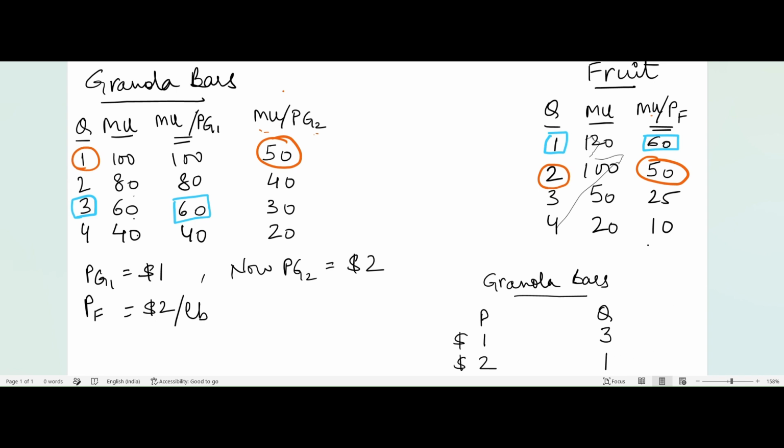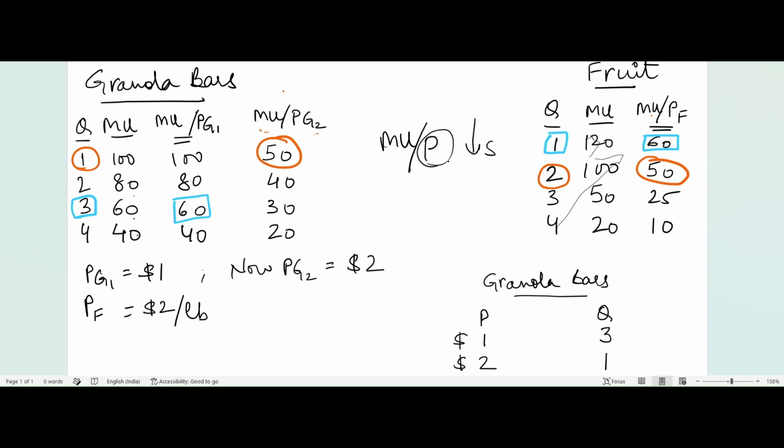Do you understand this? So what has happened? What has happened is basically an increase in the price of a good, right? When the price of a granola bar increases from 1 to 2, the marginal utility per dollar for the granola bar decreases, because the price, which is in the denominator, goes up. So the whole fraction decreases.